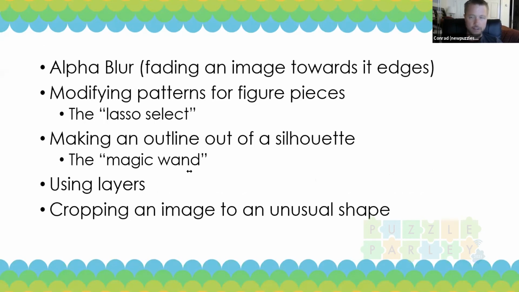Just a few things. There isn't a lot of time. We'll try to wrap this up by 1:40, so we have 5 minutes for questions. Talk about alpha blur, and then we're going to modify a pattern for a figure piece, and in doing so, we'll learn about the lasso select. Then we'll make an outline out of a silhouette, and in doing so, we'll learn about the magic wand. And then we'll use layers, and if we have time, we'll try cropping an image to an unusual shape.